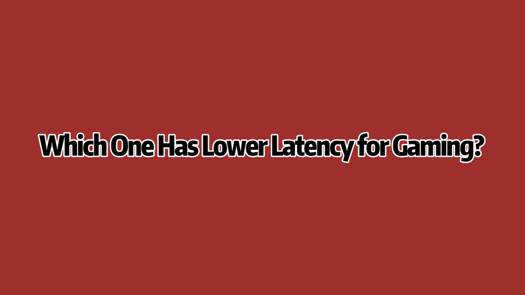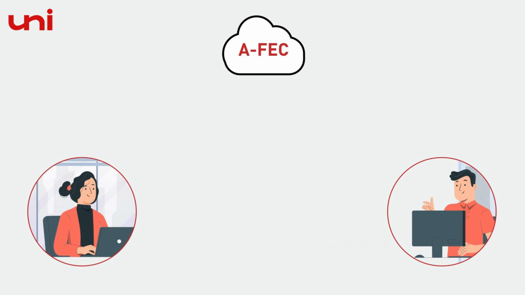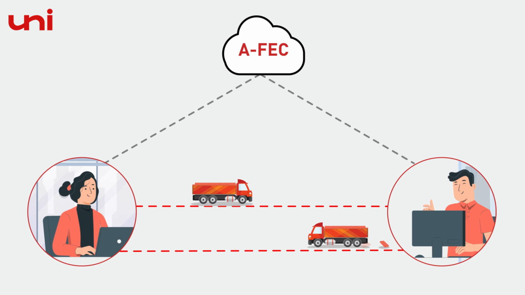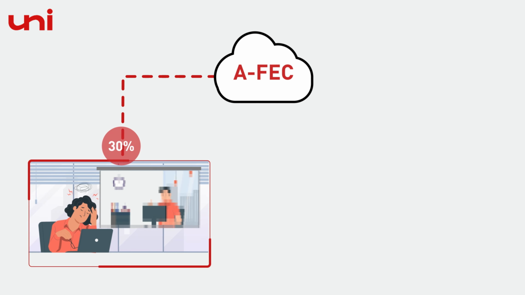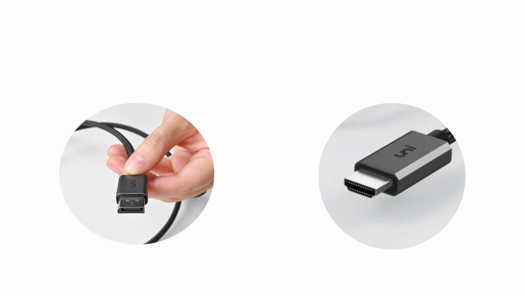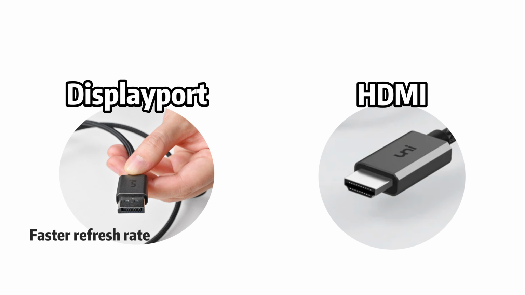Which one has lower latency for gaming? Latency refers to the amount of time it takes for a signal to travel from your device to your display and back. DisplayPort 1.2 and later versions include a feature called forward error correction, which helps to reduce latency by detecting and correcting errors in the signal transmission. It optimizes packet loss. Additionally, DisplayPort has a faster refresh rate, which helps to reduce input lag, a type of latency that can be experienced in games.